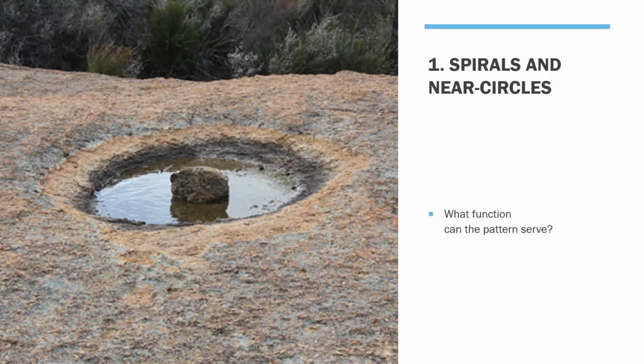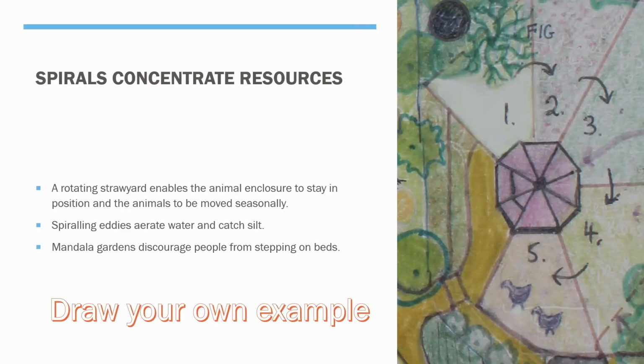Here we see a type of spiral where the rock is sitting in a pool and wind and rain buffet the rock and it moves around and gouges out that pond shape. Here's an example of a spiral used in a permaculture design. A rotating straw yard enables us to concentrate the resources, the chickens or the animals, in a central area and then have radiating yards off that area.